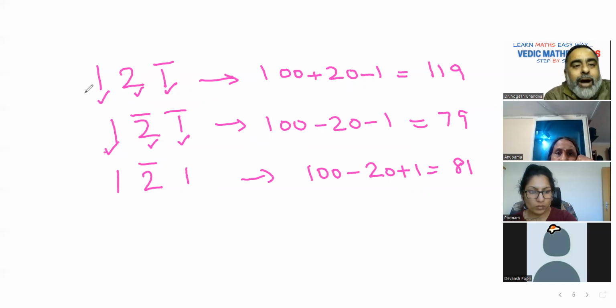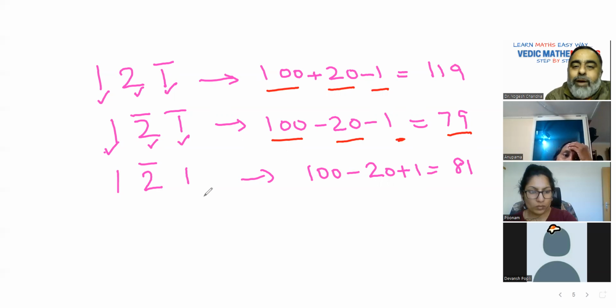Now see the values. 1, 2 bar, 1 bar: 100, 20, -1. So what is the value? 100 minus 20 minus 1. It's only 79. See the difference between the values. 1 bar has been added.